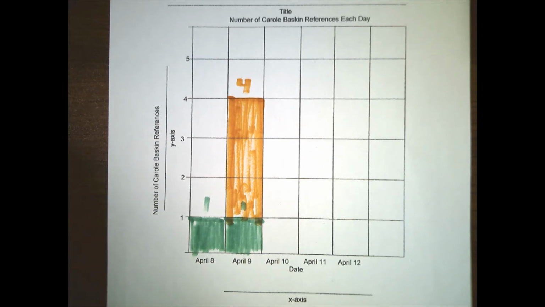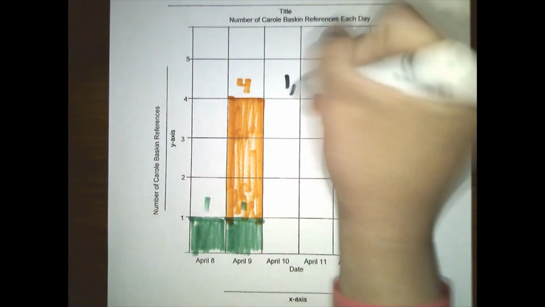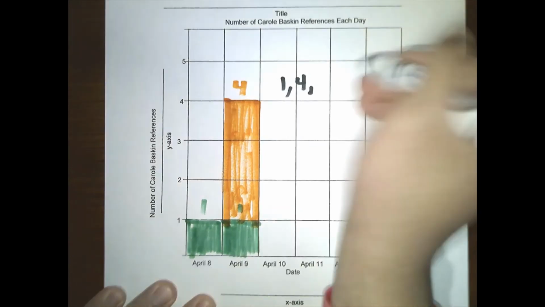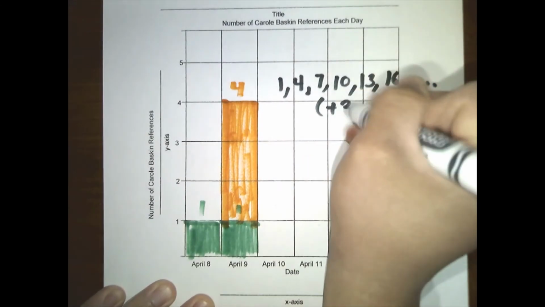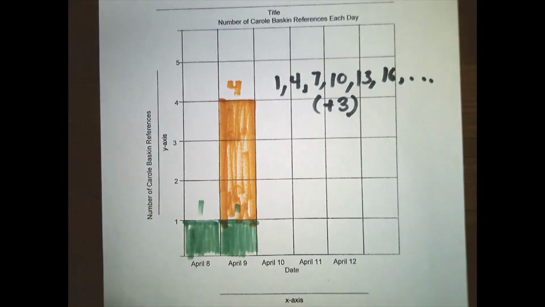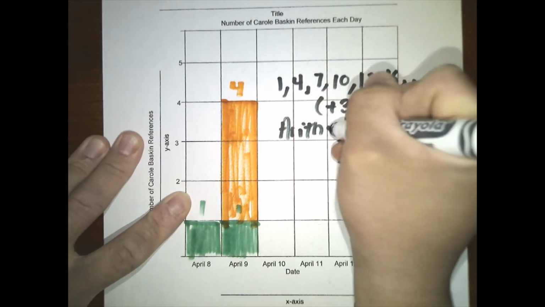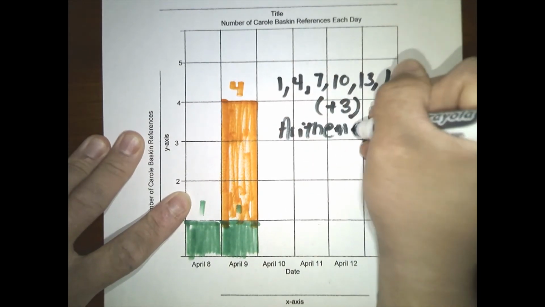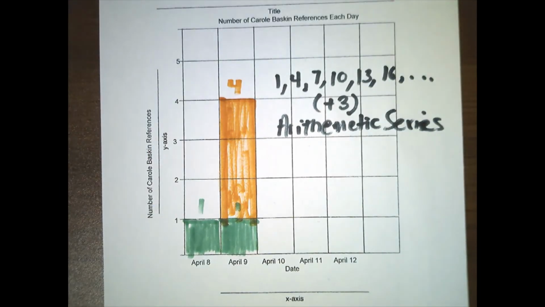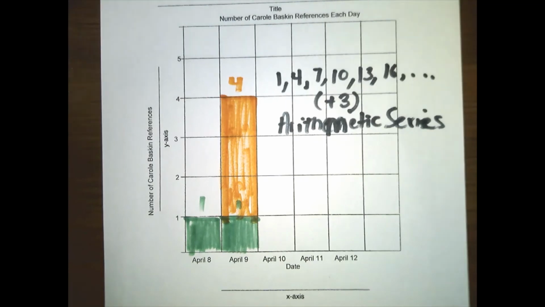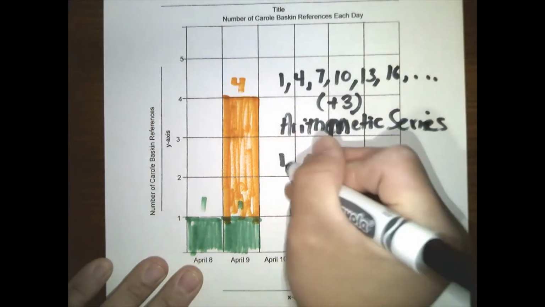So there's a couple of things you might be thinking. It could be 1, 4, and then we add 3 every day. So 7, 10, 13, 16. So if you add 3 every day, then there we go. We have an arithmetic series. So that's one way this could be modeled, right? An arithmetic series.